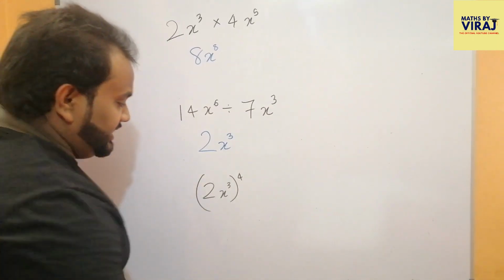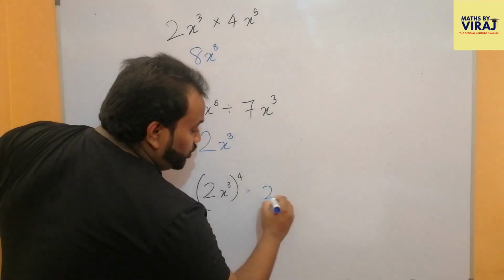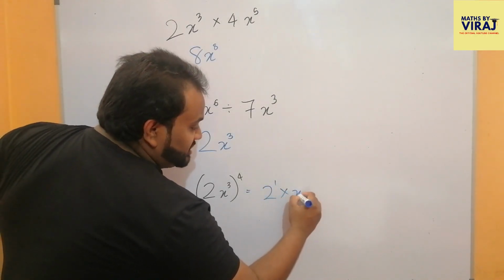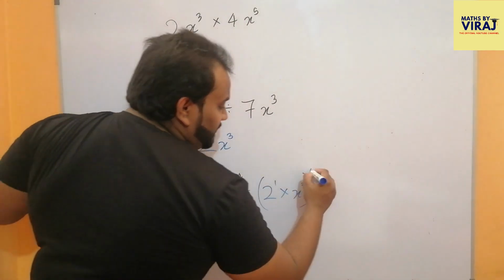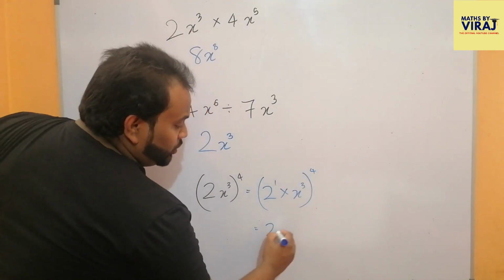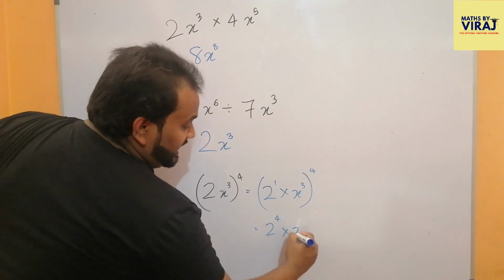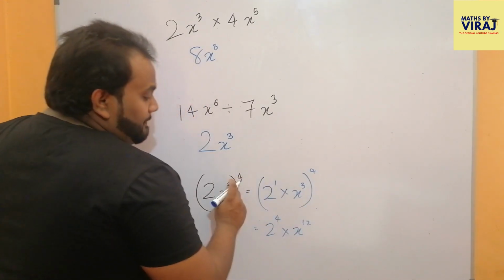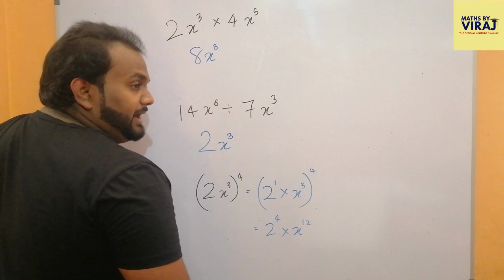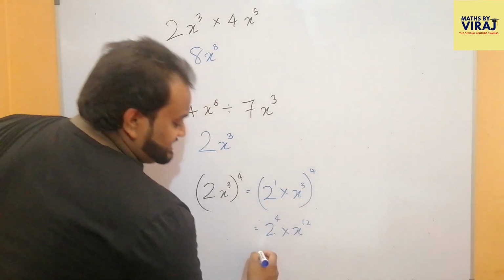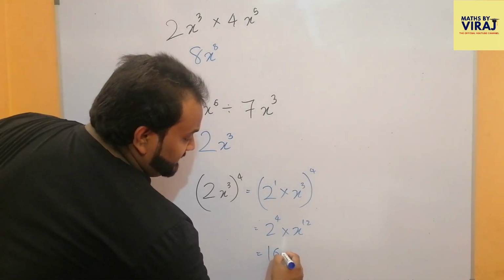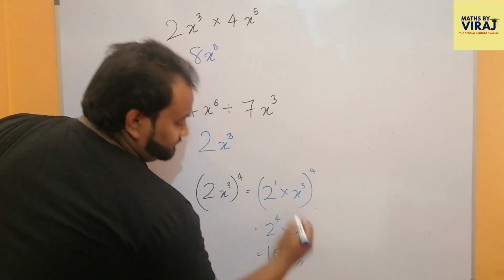Here, children, it is 2 to the power 1 into x to the power 3, whole to the power 4, which gives us 2 to the power 4 into x to the power 12. Power to a power, we multiply the powers, which gives us the answer of 16x to the power 12.